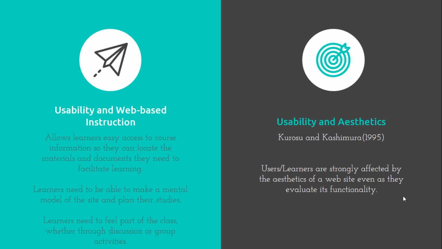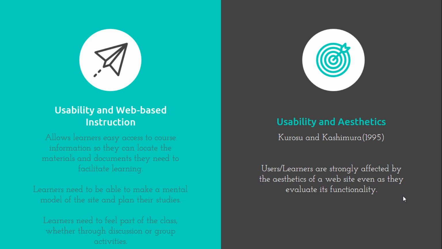Usability and aesthetics. Kurosu and Kashimura, 1995, conducted a correlational analysis of the evaluation data of the determinants of apparent and inherent usability in a screen layout and design. Apparent usability is related to the aesthetic appeal of a website, as opposed to the inherent usability, which is related to its functionality. They concluded that users are strongly affected by the aesthetics of a website even as they evaluate its functionality.